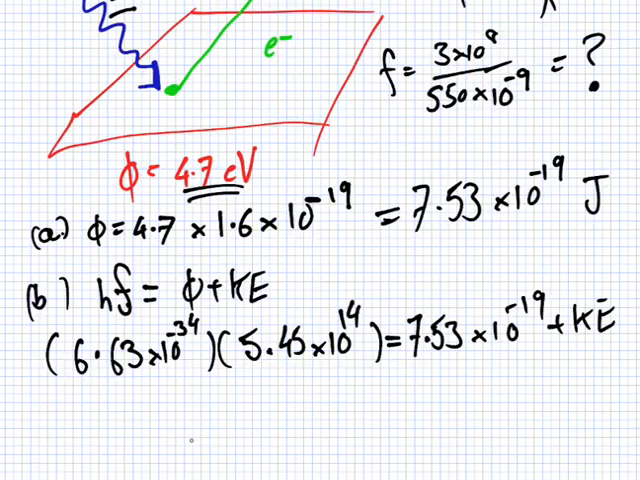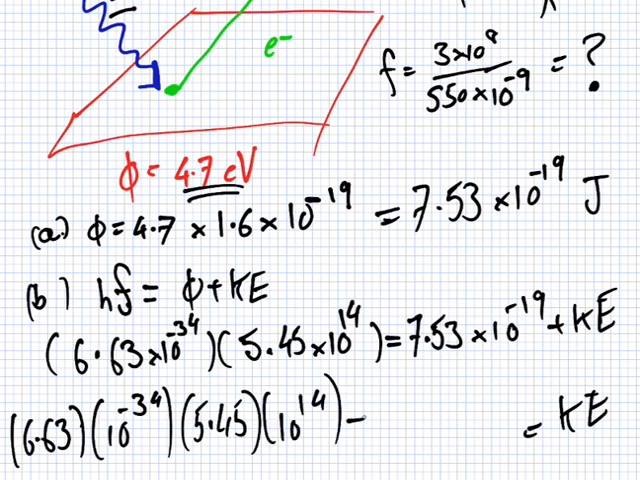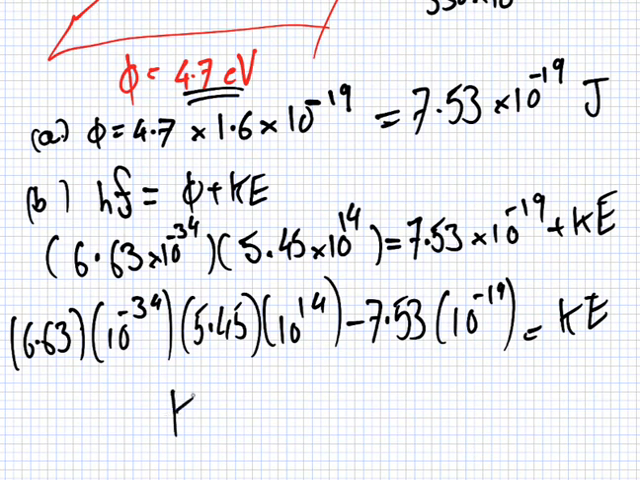I would like to know what the kinetic energy is. So on your calculator you'll need to do this: 6.63 times 10 to the minus 34, times 5.45 times 10 to the 14, minus 7.53 times 10 to the minus 19. So what's my kinetic energy? I have 3.91 times 10 to the minus 19 joules.